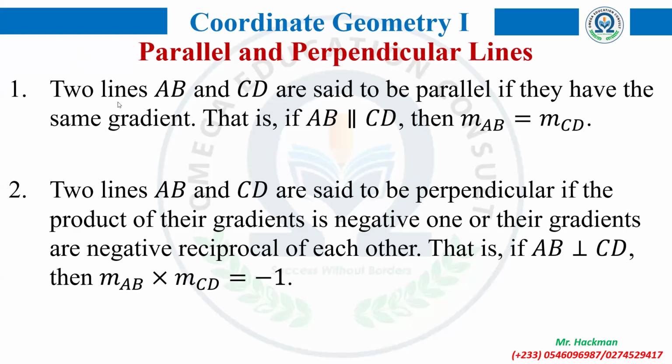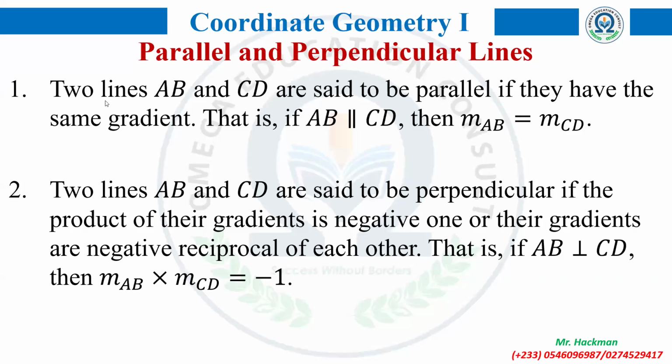So the statement that you have in English here, you are going to write it in maths. That is, if the line AB is parallel to CD, you know, that is the symbol or notation for parallel, then M sub AB, the gradient of AB, is equal to M sub CD, the gradient of the line CD. Is my point well made? Yes. So that's it for the parallel lines.